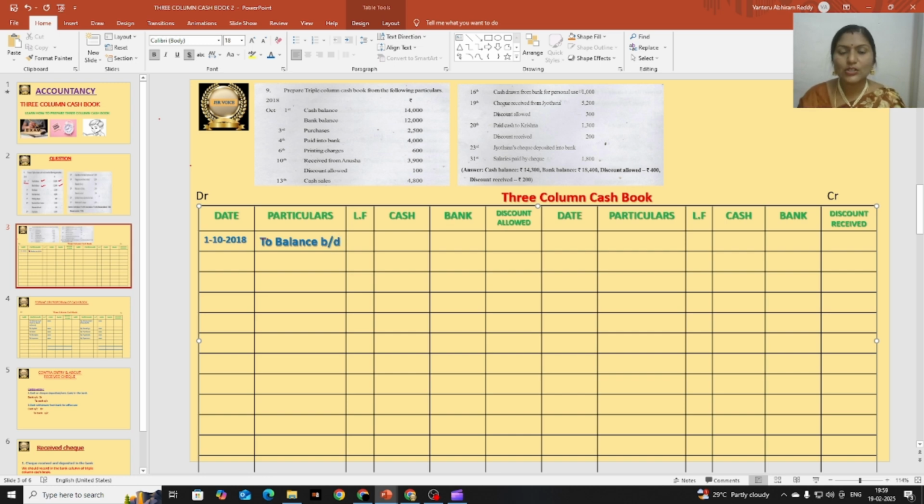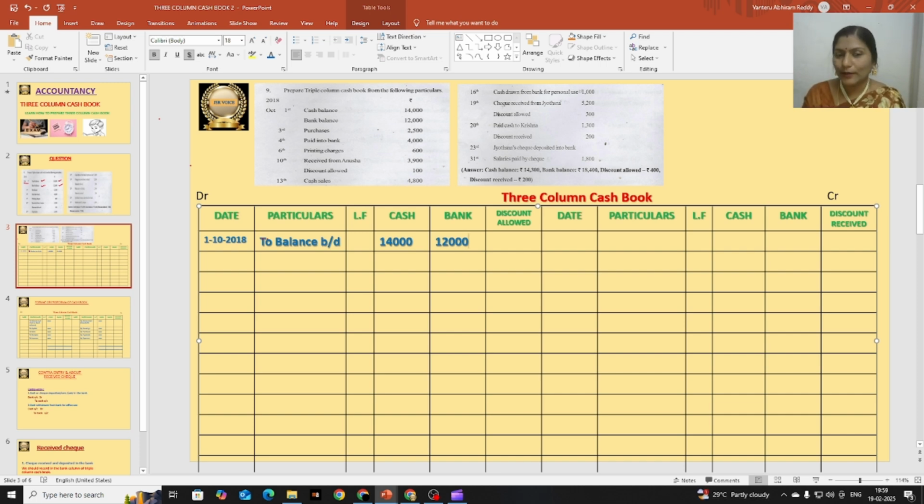Okay. So here you can see cash balance. Cash balance is 14,000. So 14,000 we will record in the cash column. And bank balance is how much? 12,000. So we will record 12,000 in the bank column. Okay. Hope this is clear for everyone.